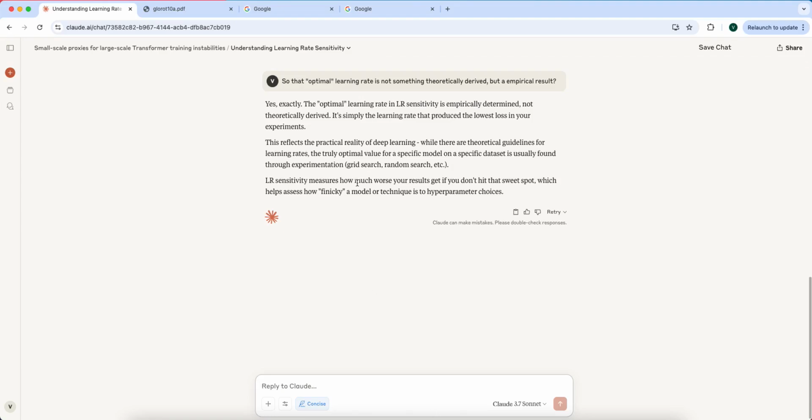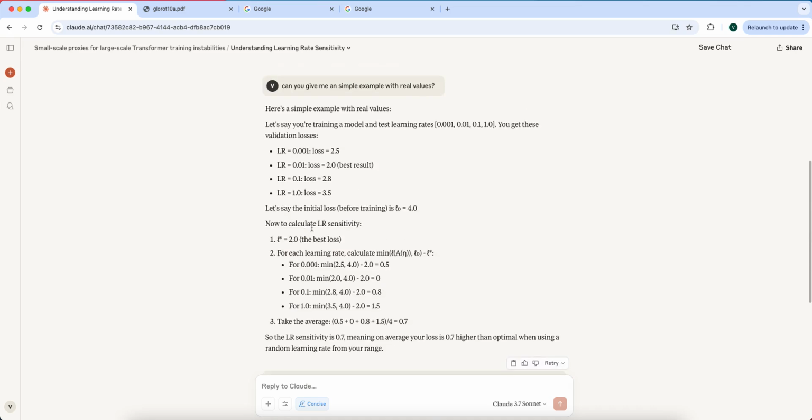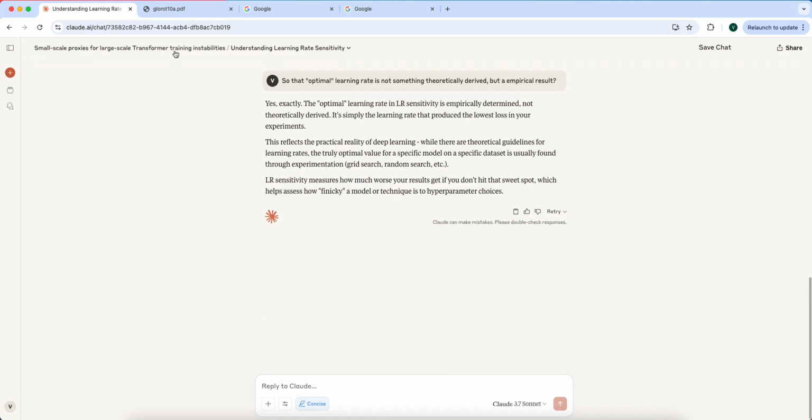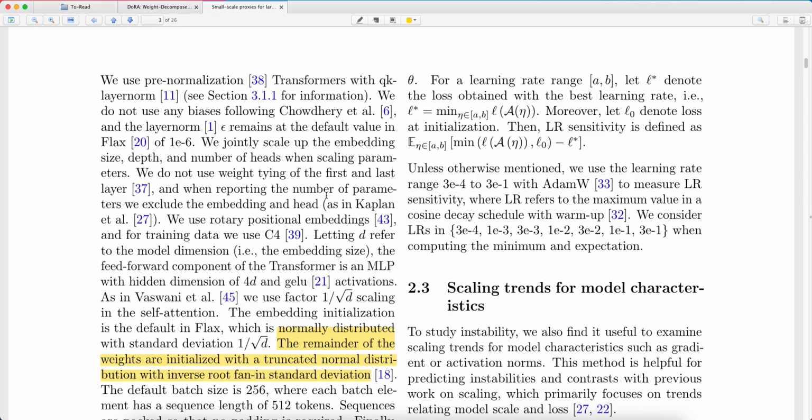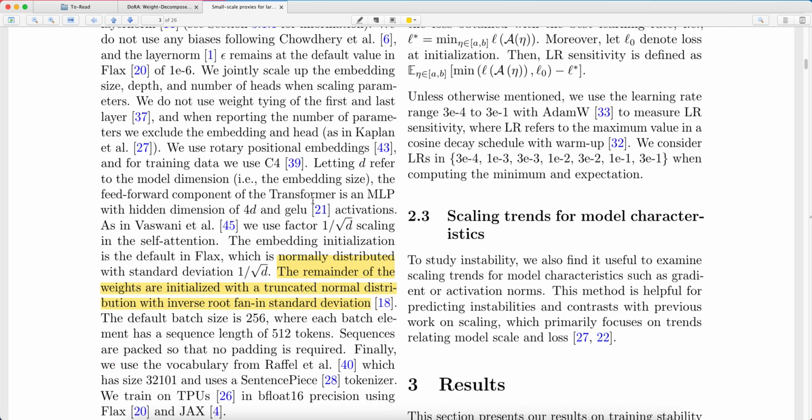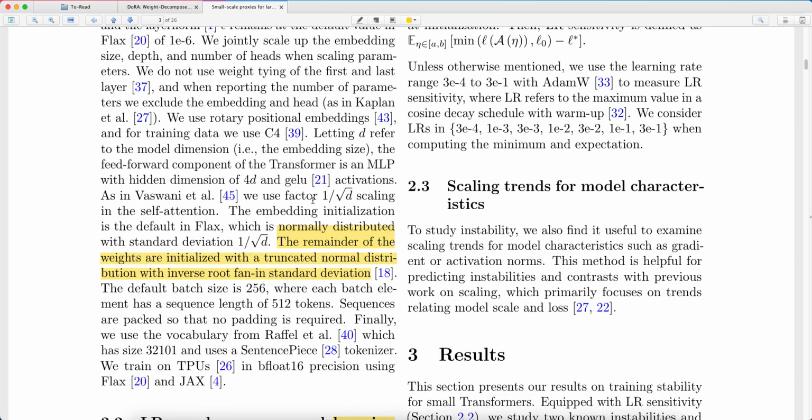Okay. LR sensitivity measures how much worse your results get if you don't hit that sweet spot. That's really cool, right? Because if these losses were a lot more similar to each other, it's okay if you don't get the right learning rate. It's more forgiving. So now this makes sense. All right. Cool. That was one of the main things that I didn't understand.